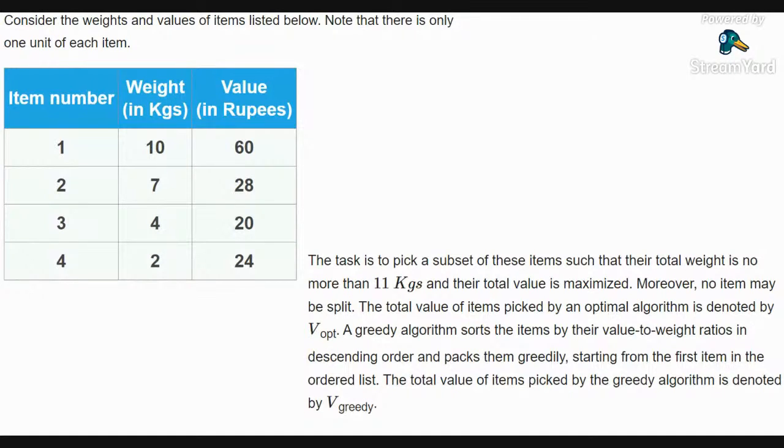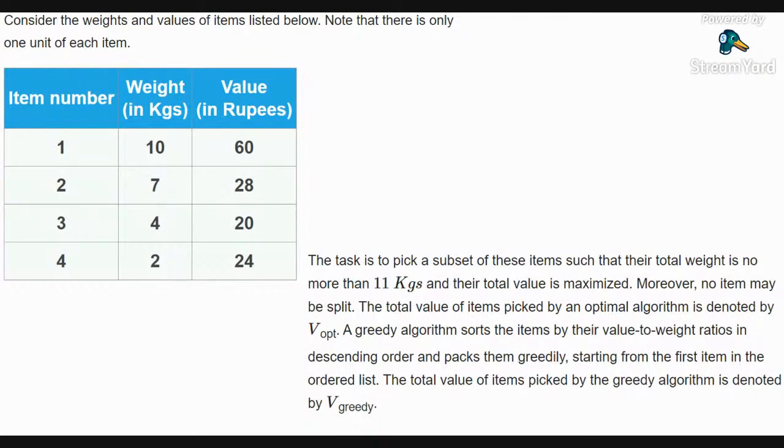The first thing is that you need to find the value to weight ratio. What is the value to weight ratio for the first item? This is item 1, item 2, item 3, item 4; this is value, this is weight. Value to weight ratio for the first item is 60 divided by 10, so this is 6. Value to weight ratio for the second item is 4, since 7 4s are 28... 24. Value to weight ratio for the third item will be 5, since 4 5s are 20. And value to weight ratio for the fourth item is 12.